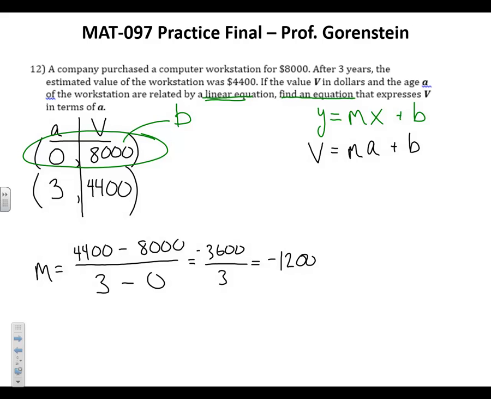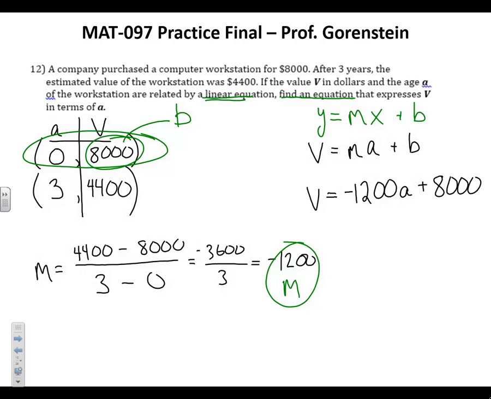So we've got slope, we've got y-intercept. When we have a slope and a y-intercept, we have the equation of a line. v is equal to m times a plus b. Here's the equation of a line.